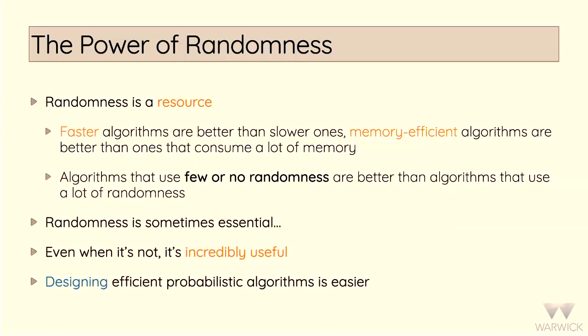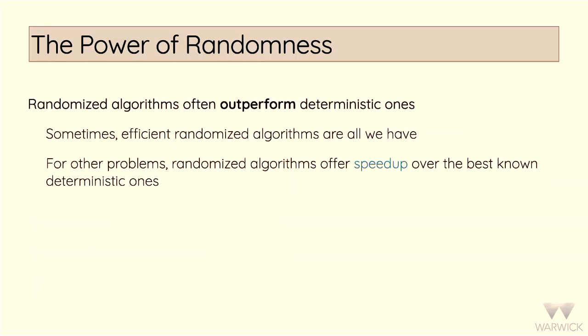Well, randomness is sometimes essential, but even when it's not, it's very useful also in the sense that designing efficient randomized algorithms is easier. And they also outperform deterministic ones, in the sense that either we don't have efficient deterministic ones, or even when we do have, randomized ones often offer a speed up over the best known deterministic ones.